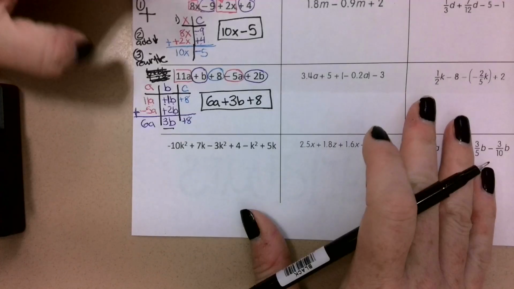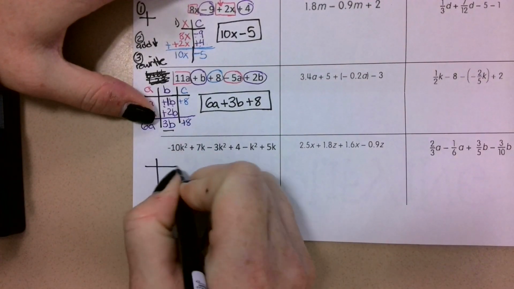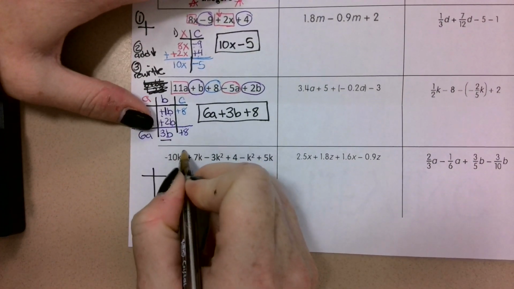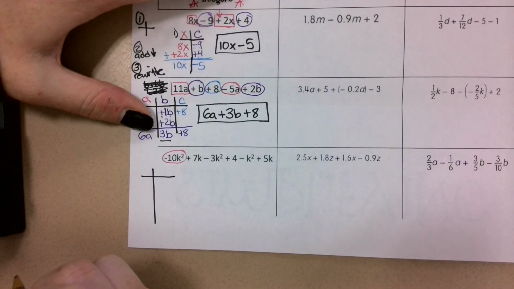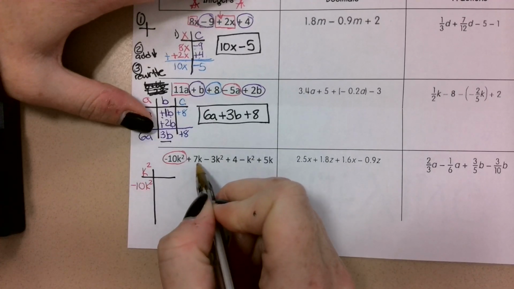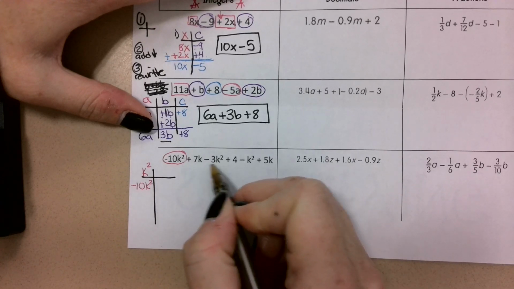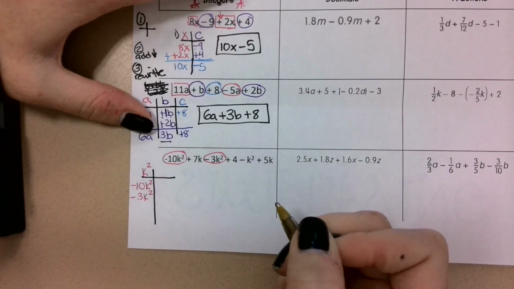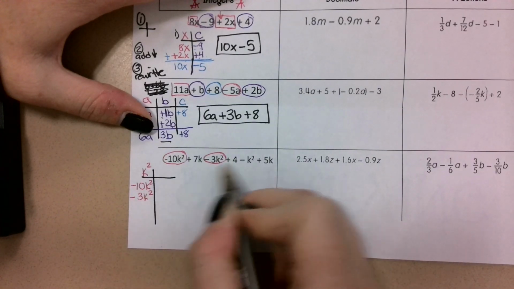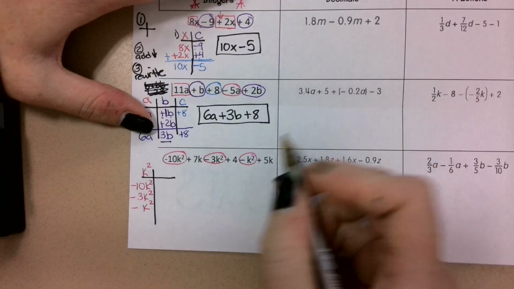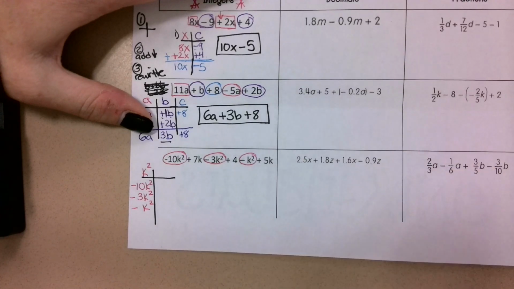All right, let's go on to number 3. Make your T-chart. I always start out with just 2, and then I go from there. First term we have is a negative 10k to the second. So that must mean that we're dealing with k to the second powers first. So far, I have a negative 10k to the second. 7k? Nope, not a like term. Negative 3k squared, yes. Like terms. Positive 4? No, not like terms. Negative k squared? Yes, like terms. And plus 5k, not like terms. Done with the k's.